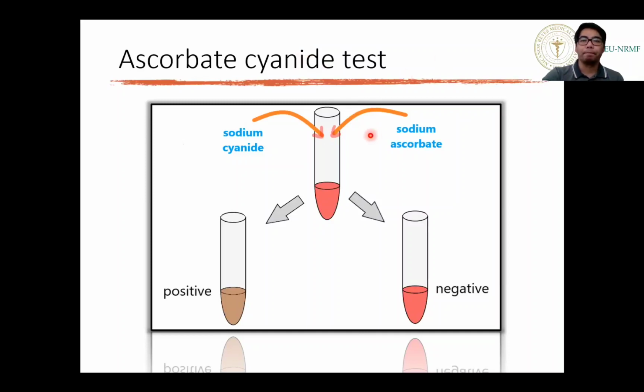Again, those are the key tests for enzymopathy. So we have the fluorescence spot test, autohemolysis test, and ascorbate cyanide test.